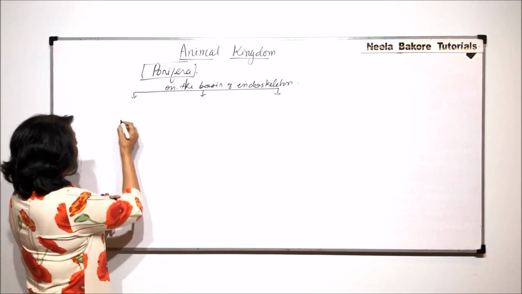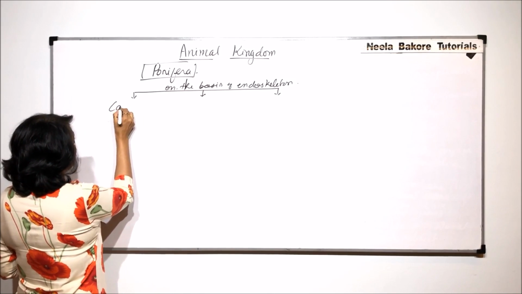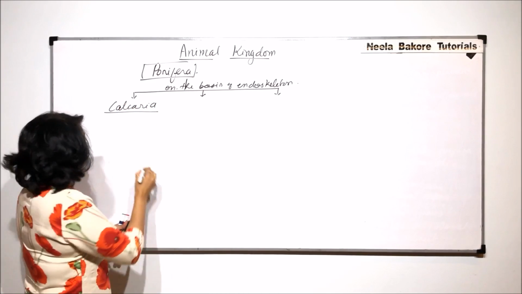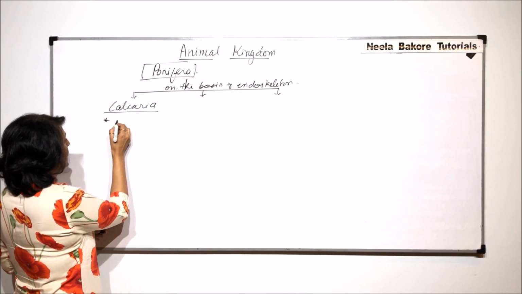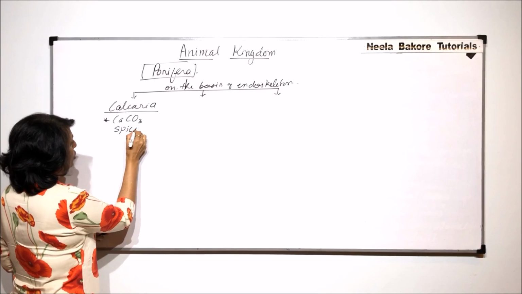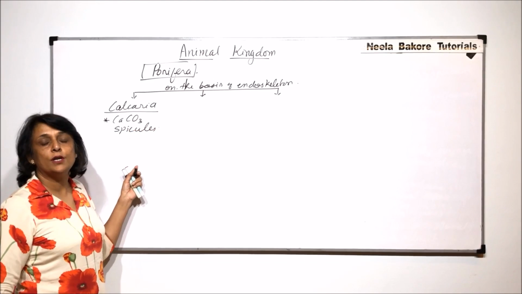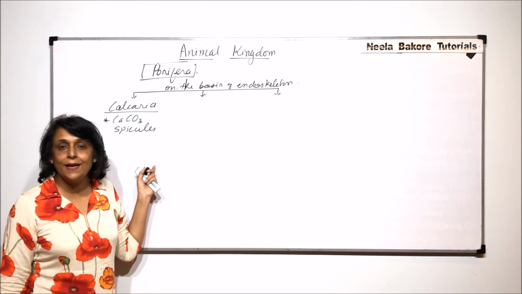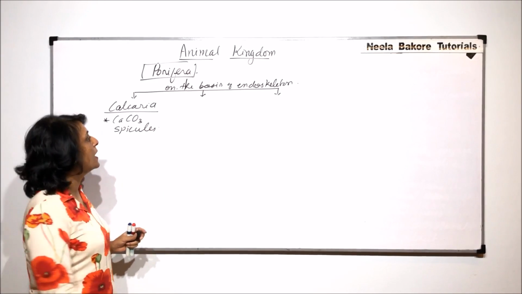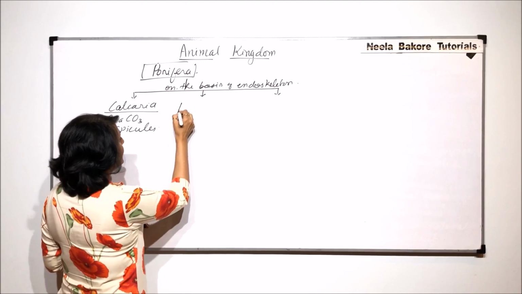So first class is known as Calcarea, and in Calcarea the endoskeleton is calcium carbonate spicules. So the members which belong to this Calcarea class, they have spicules, and these spicules are made up of calcium carbonate.